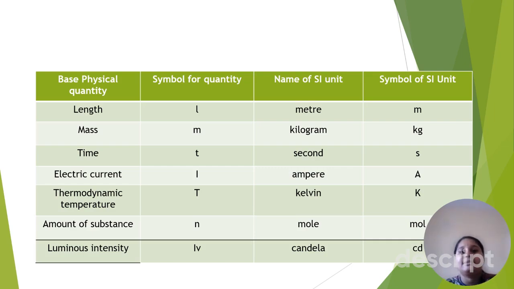Electric current, the symbol is I. Name of the SI unit is ampere. Symbol of SI unit is A. So thermodynamic temperature, symbol for quantity is T. Name of the SI unit is Kelvin and symbol for SI unit is K. Amount of substance, symbol for quantity is n. Name of SI unit is mole. The symbol of SI unit is mol. Base physical quantity is luminous intensity. Symbol for quantity is Iv. Name of the SI unit is candela. And the symbol for SI unit is cd.